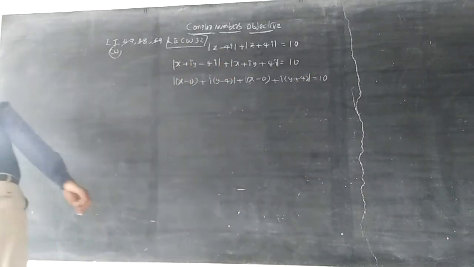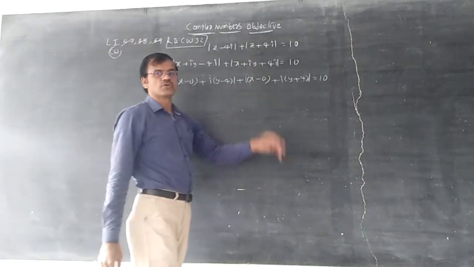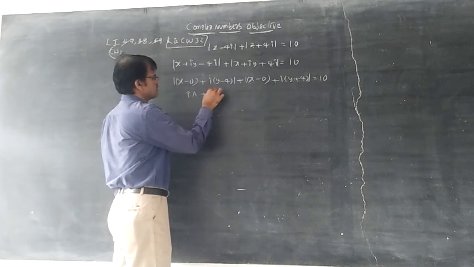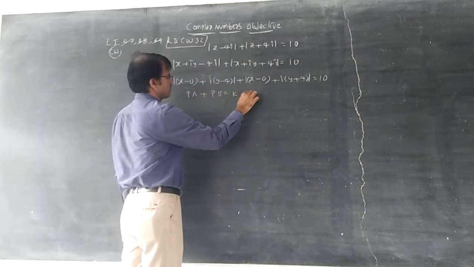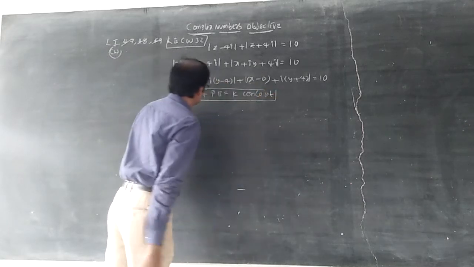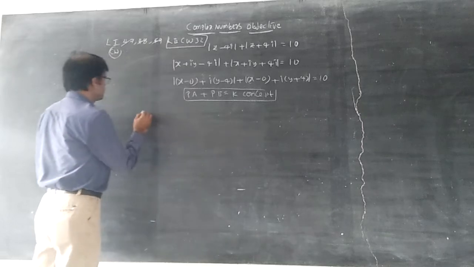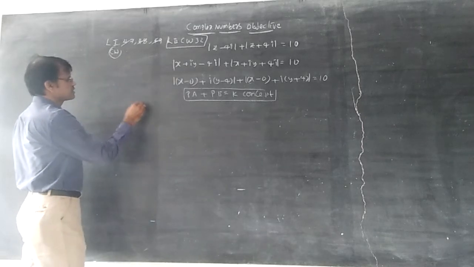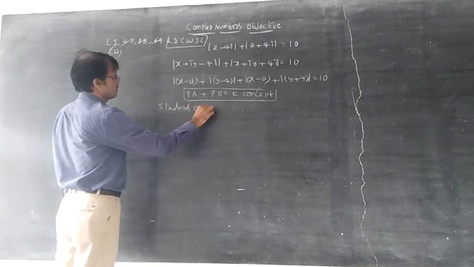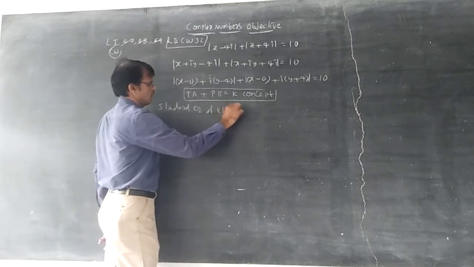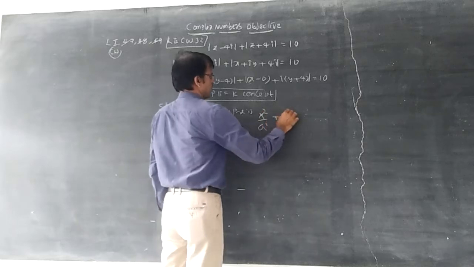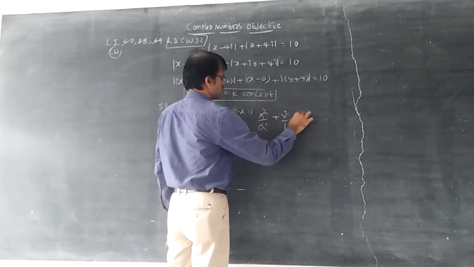Here you can understand that PA plus PB is equal to some constant, K, according to the concept in geometry. PA plus PB is equal to K. Next, I am writing the standard equation of an ellipse. The standard equation of an ellipse is x square by a square plus y square by b square is equal to 1.